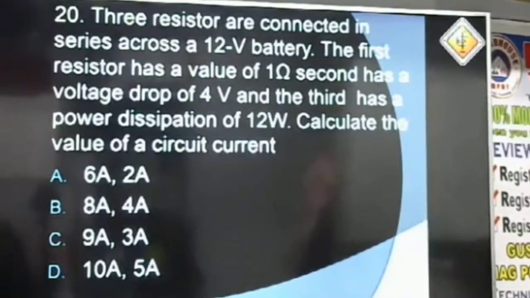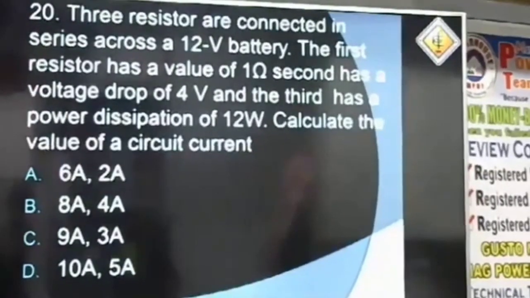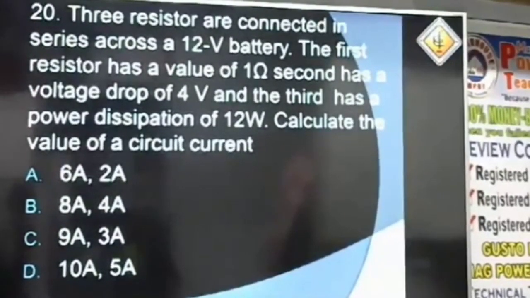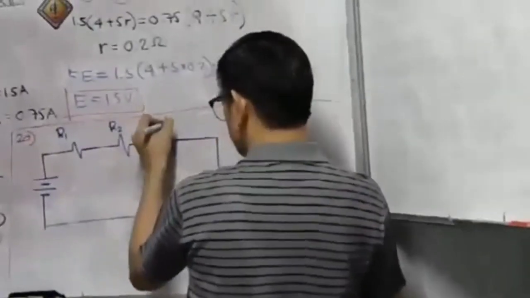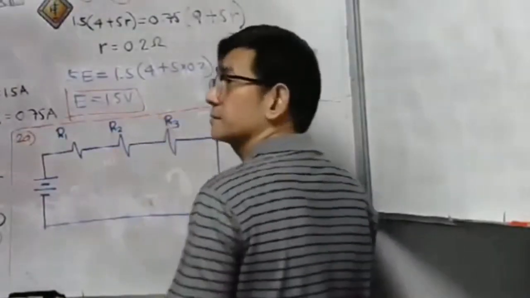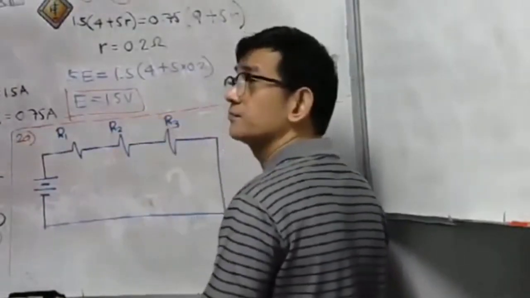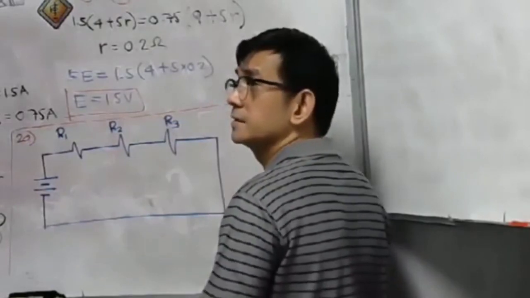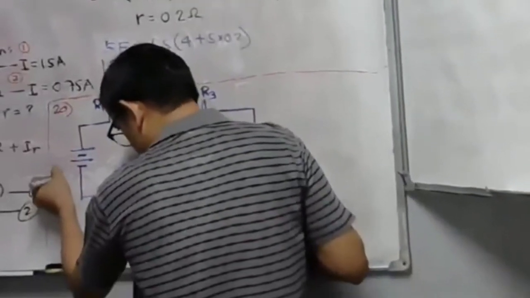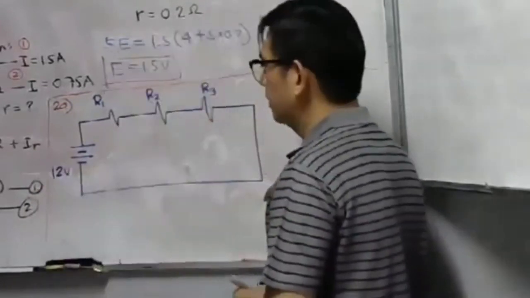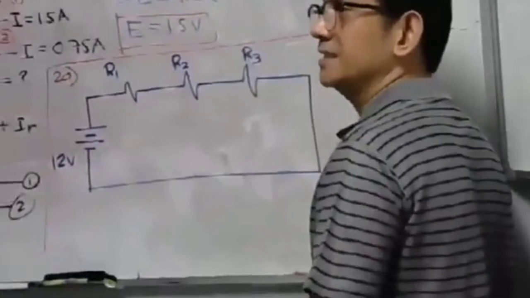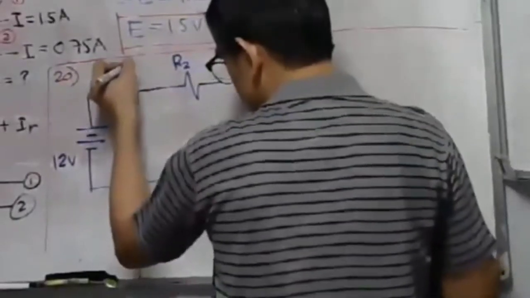We have 3 resistors connected in series across the 12 volts battery. There is only one question. We are only asked to find the value of the current. Why does it have 2 answers? Let's say we have here our R1, R2, and R3 resistors. This is a 12 volts battery. The first resistor has a value of 1 ohm.